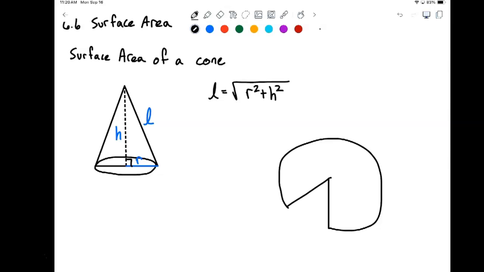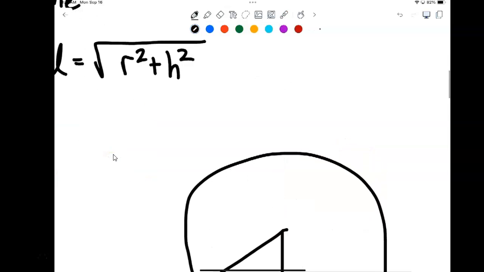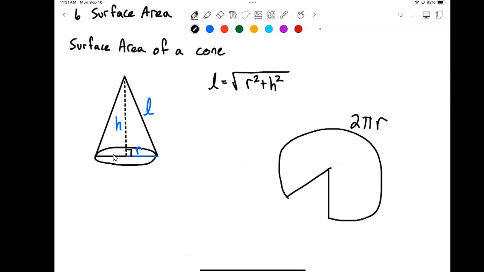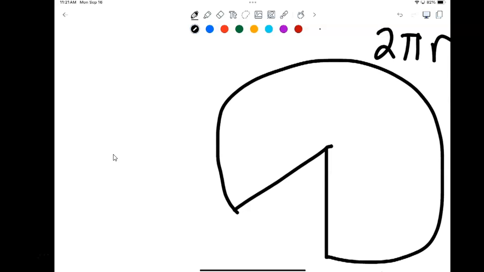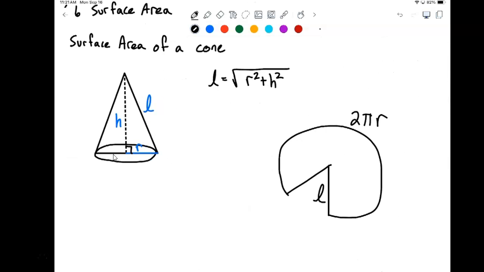Now, the outside length of this circle will still be the same as the piece here, because I'm just slicing the cone and opening it up. So the outside piece along this circle will be 2 pi r, the circumference of the original cone. And of course, this length will be a length L, because that was the length that we cut along. So this will be a circle of radius L.